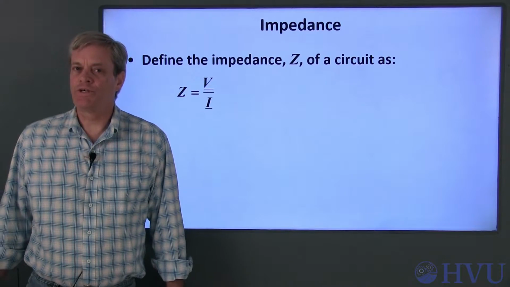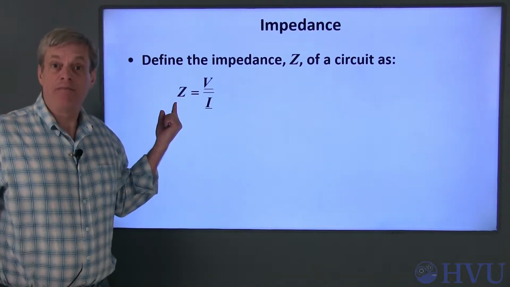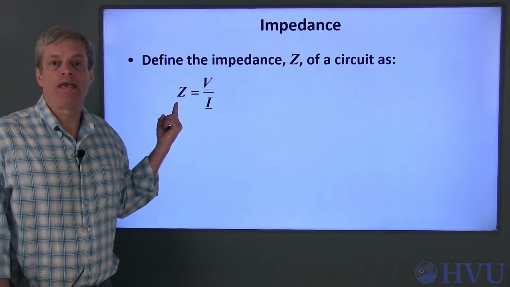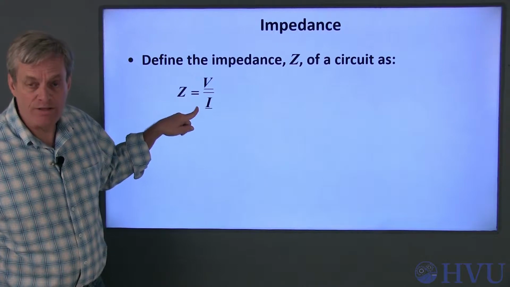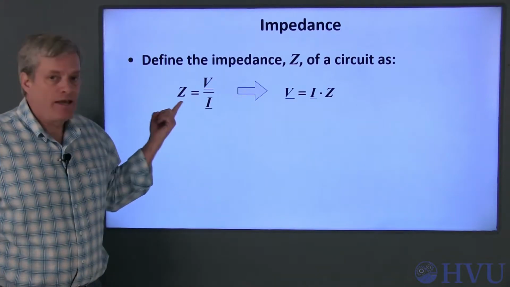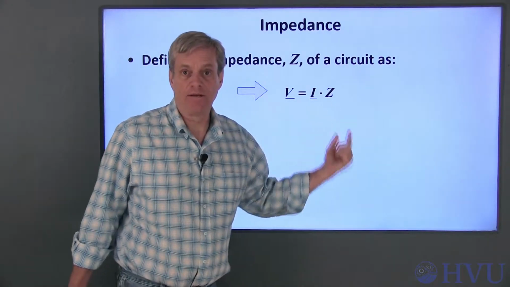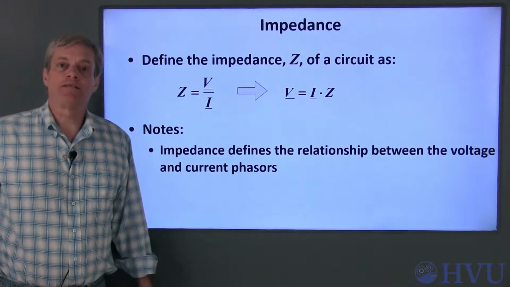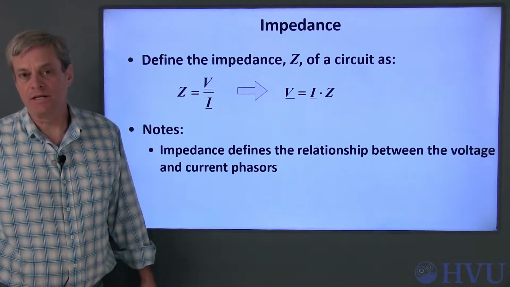Our phasor voltage-current relationships can be used to define something called impedance. Impedance is represented as an uppercase Z, and it's defined as the ratio of a voltage phasor to a current phasor. This can be rearranged to define a voltage phasor as a current phasor times an impedance. Impedance defines the relationship between two phasors. In general, impedance is a complex number.